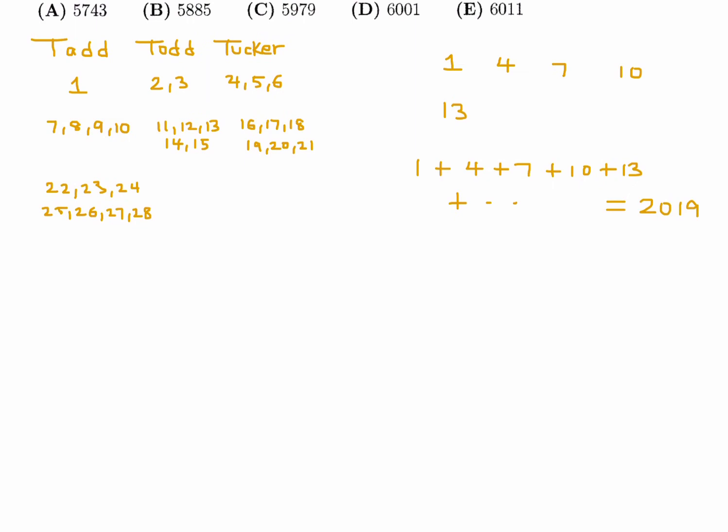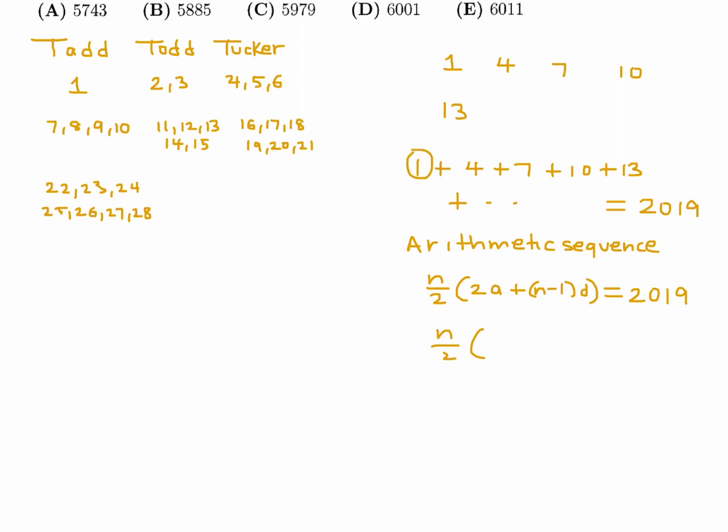And this is an arithmetic sequence. The arithmetic sequence has a sum of 2019, and the formula is n over 2 times (2a plus (n minus 1)d). In this case, we're not sure what n is, so I'll leave that in for now. And a is the first term, which is just 1.